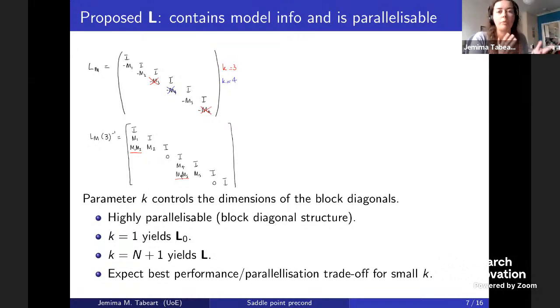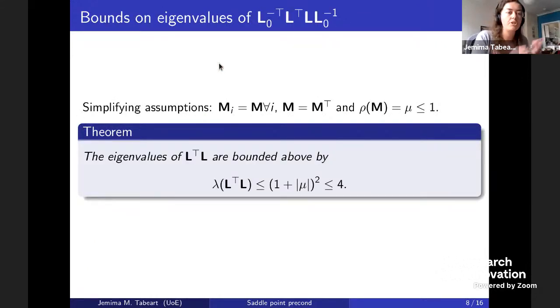So we expect there's going to be a trade-off, and our feeling is that small k, so perhaps 3 or 4, is going to give the most benefit between including some information and ensuring we can still have a lot of blocks. And so I'm going to focus today on theory for the case k is 3. I want to compare my new choice to the existing choice, and one way I can do that is by considering the eigenvalues of this product here.